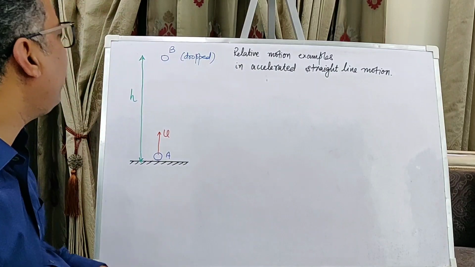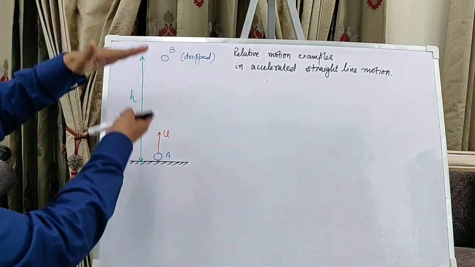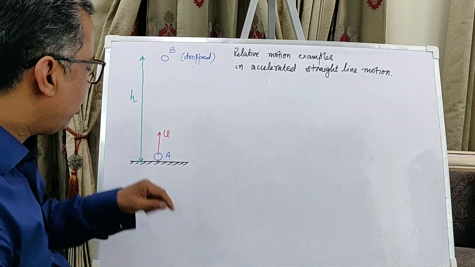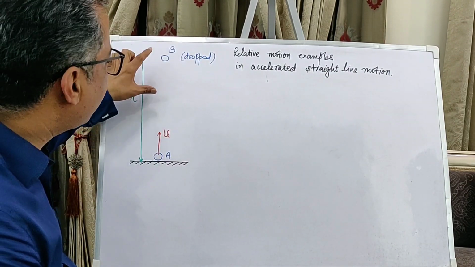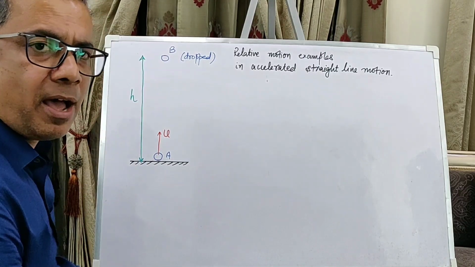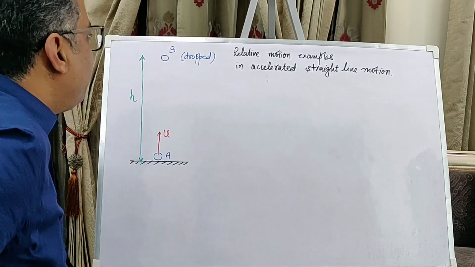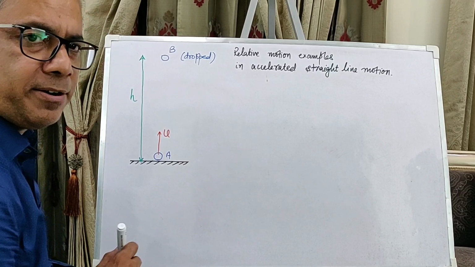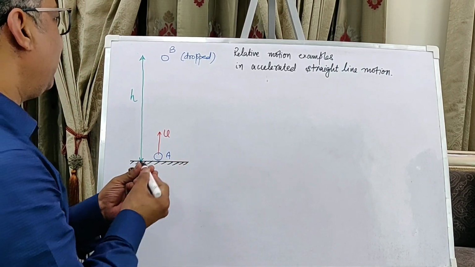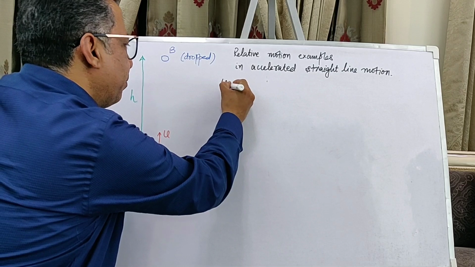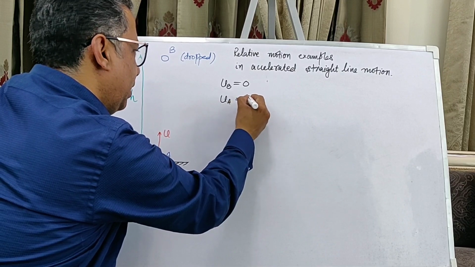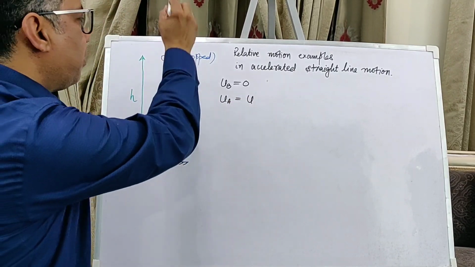Now we have to calculate the time after which they collide, and the height at which they collide. These two things we have to work out. Now, what we can do is we can study their motions separately and work out the time after which they collide, and then calculate the height at which they collide. But the problem becomes that much simpler if we study their relative motion. The initial velocity of B is 0, and the initial velocity of A is u. We're taking upward direction as positive and downward as negative.